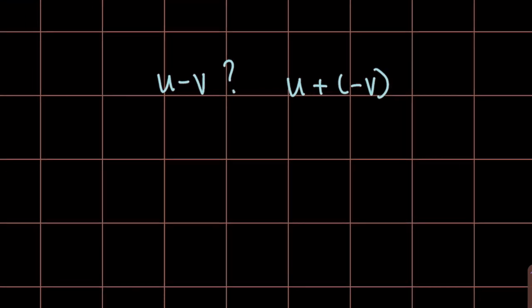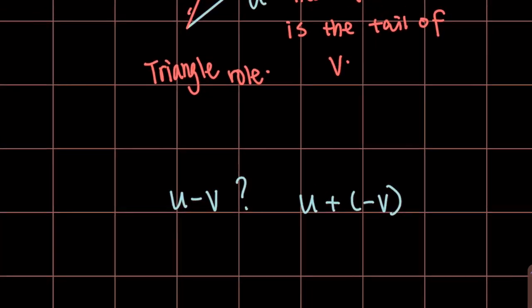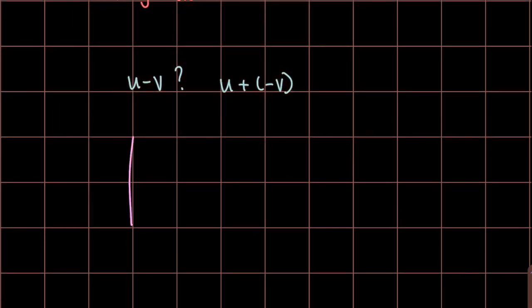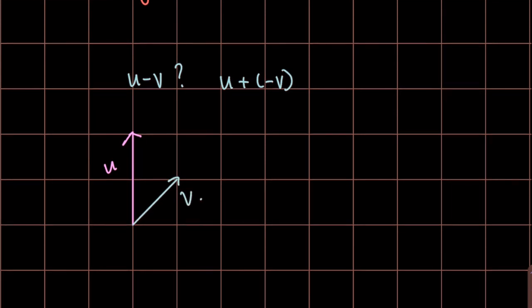So what if it is u minus v? How to calculate that? How to understand that? We can understand it in this way. Yeah, it's the same situation. If that one is the u, then this one is the v. It means that for this equation, the v should have the same magnitude but opposite direction.